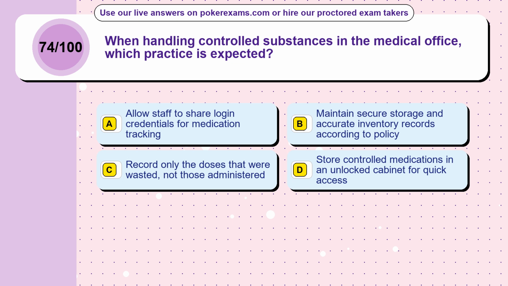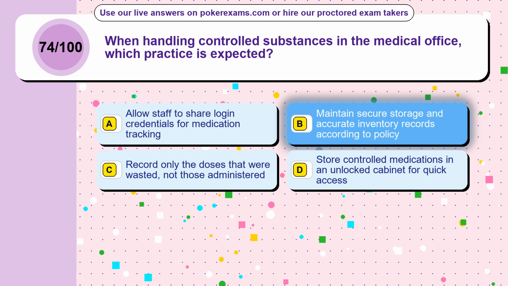Question 74. When handling controlled substances in the medical office, which practice is expected? Option A. Allow staff to share login credentials for medication tracking. Option B. Maintain secure storage and accurate inventory records according to policy. Option C. Record only the doses that were wasted, not those administered. Option D. Store controlled medications in an unlocked cabinet for quick access. The correct answer is option B.